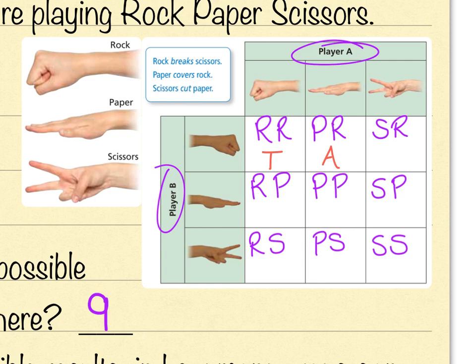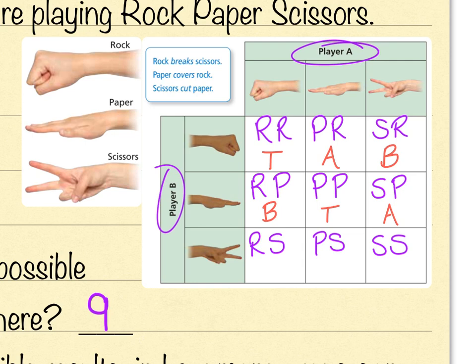Rock would beat the scissors, so then player B would win this one. If player A chooses rock and player B chooses paper, player B wins. If they both choose paper, that's a tie. And if player A chooses scissors and player B chooses paper, then player A will win.